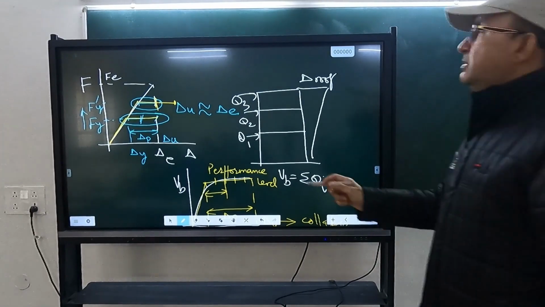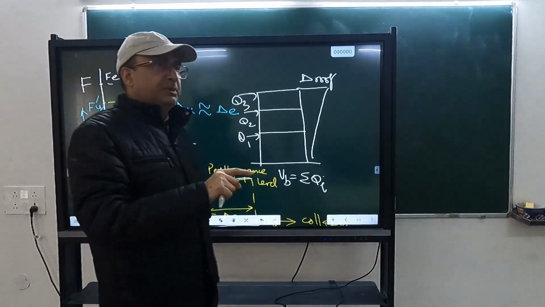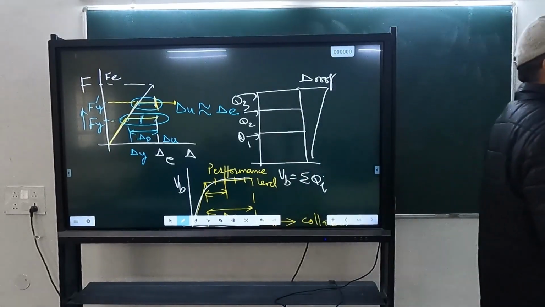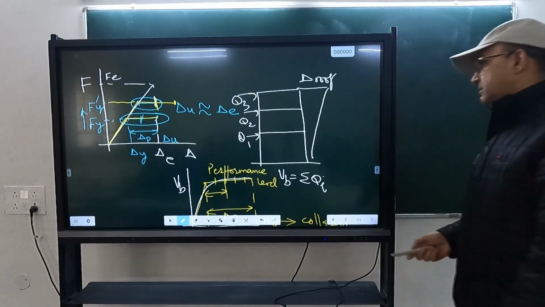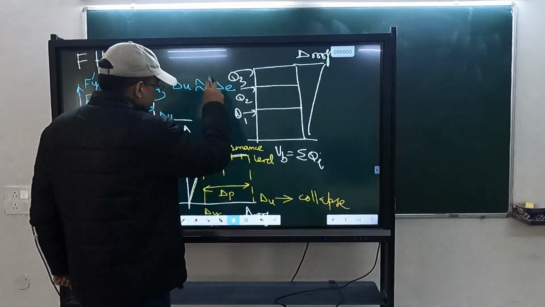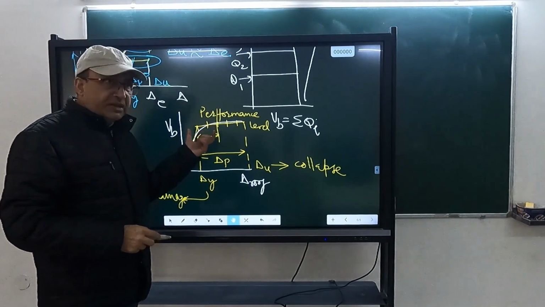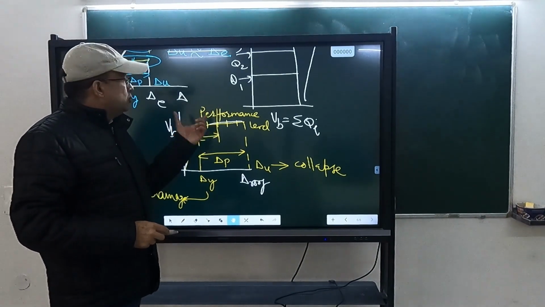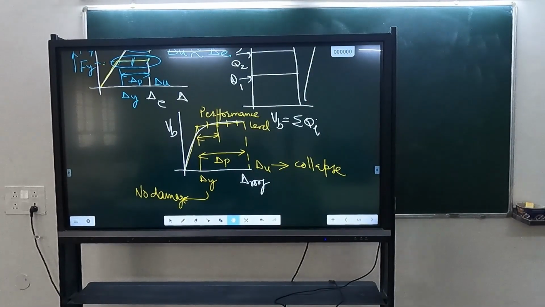But when you increase the strength, the yield strength, out of that same capacity, what you are utilizing will reduce. And when you are reducing how much deformation you are permitting out of the total, you are reducing the damage. So if you are reducing the utilization of that plastic deformation capacity, you are reducing the damage, or in other words, you are improving the performance.